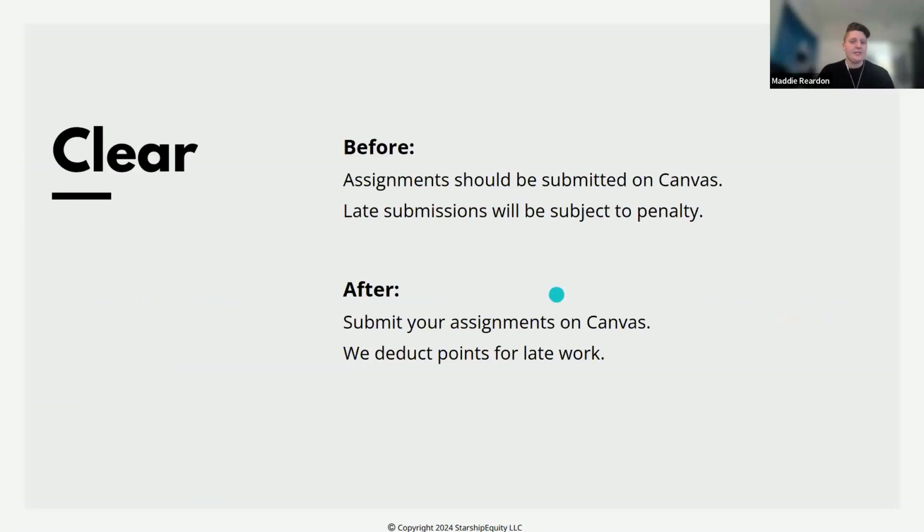So for instance, here in the before, we have assignments should be submitted on Canvas, and late submissions will be subject to penalty. And you see in the after, I've kind of cut some of that out, made it a little shorter, used present tense, submit your assignments on Canvas, and then we deduct points for late work. I've also made that one an active voice. Should and will, those types of words and phrasings can imply uncertainty for some people more so than others, depending on their life experiences and contexts. So the second version down here would be more easily understandable and accessible.